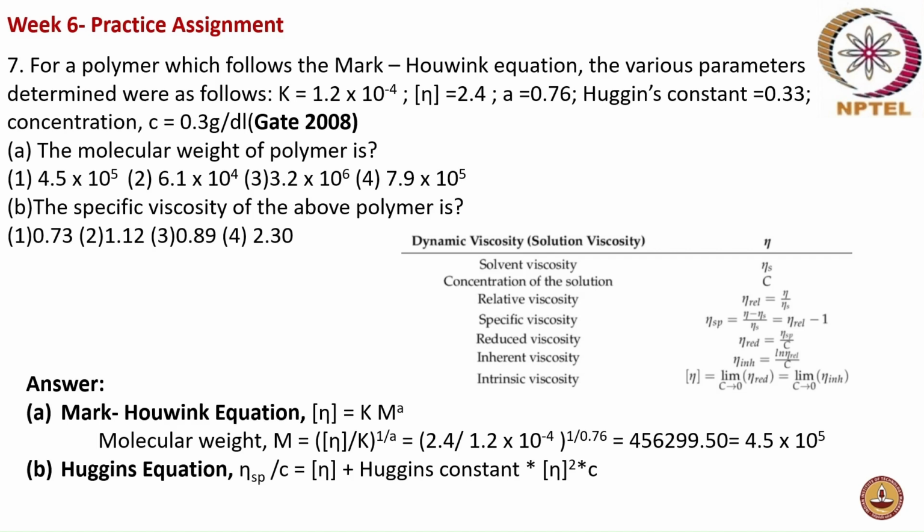So here we already have the concentration. They've given us 0.3 gram per deciliter. We also have the Huggins constant, and we also have the intrinsic viscosity value. Now, can you find out what the specific viscosity is? Whether it is 0.73 or 1.12, or is it 0.89 or 2.3?